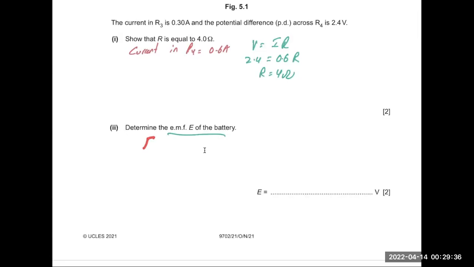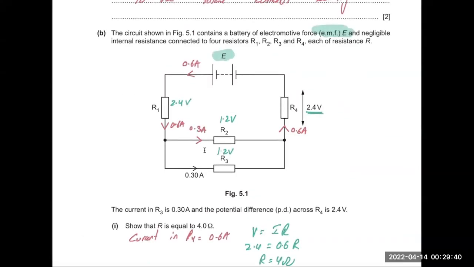So the total EMF of the battery will be 2.4 plus 1.2 plus 2.4. Which closed loop are you talking about? You can take any loop that you want, Afnan. You can take this loop: 2.4 plus 1.2 plus 2.4, that should be equal to the EMF. Or you can take this loop.